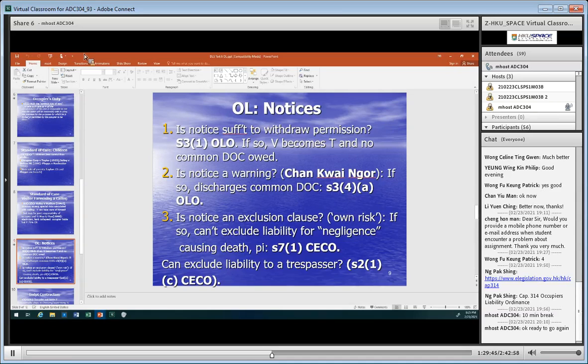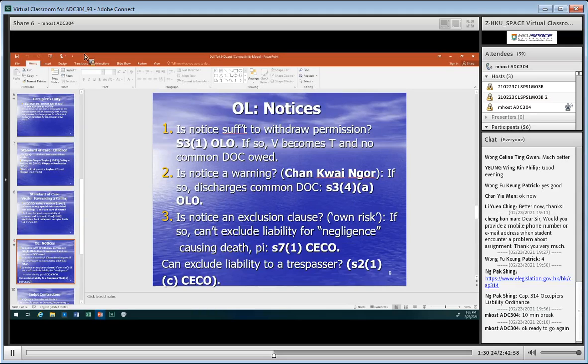Also, remember from our contract law, the notice may amount to an exclusion clause. Such as, people who enter these premises do so at their own risk. And remember what an exemption clause is. Everybody knows, don't you? An exemption clause is a clause in a contract which seeks to exclude or restrict liability. And liability could be either responsibility or risk for either negligence, breach of contract, or misrepresentation. Well, here we're talking, of course, about trying to exclude liability for negligence.